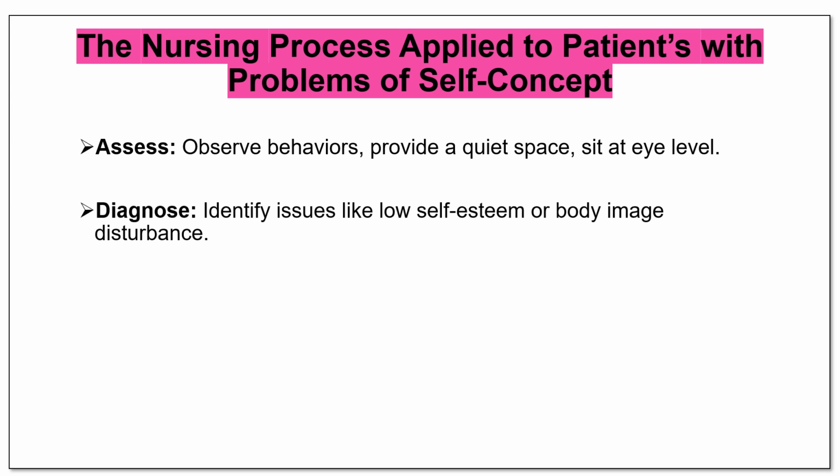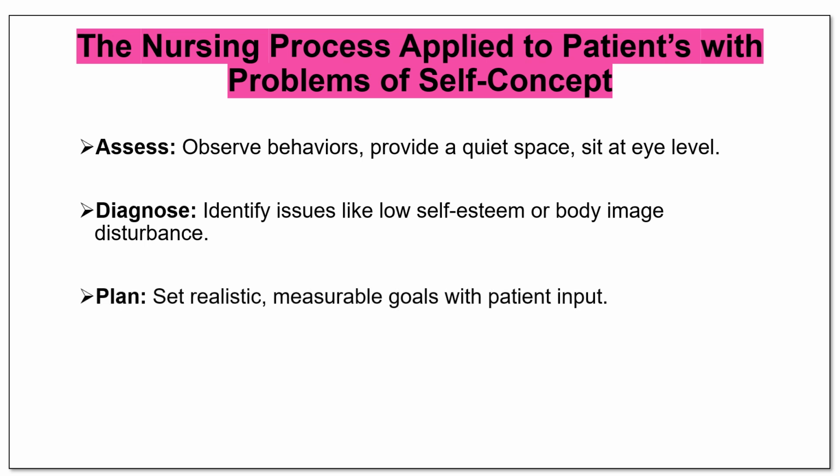So for diagnosis, we use both our clinical judgment and the patient's own views. So common diagnoses include disturbed body image, situational low self-esteem, ineffective role performance. Those are common nursing diagnoses. Validate what you see by asking, how do you feel about yourself? What do you expect from your healthcare? What goals do you have? So planning. The patient must be part of setting their own goals. So we want to make them realistic, measurable, and aligned with the patient's values. We include input from significant others or support systems if appropriate.